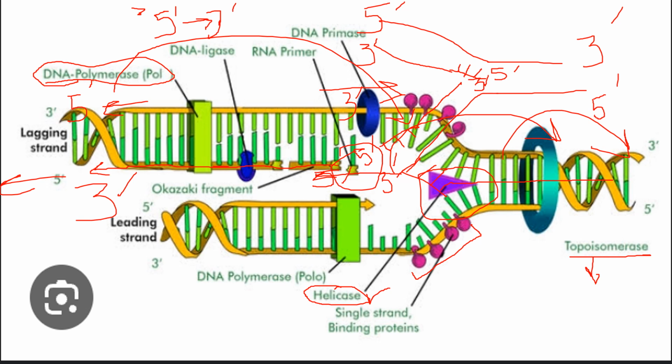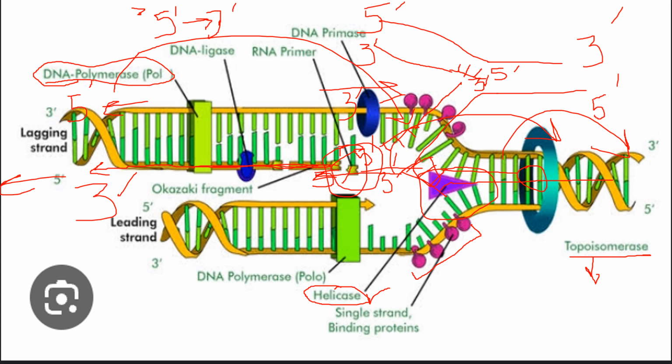Only small fragments are formed. Here a primer is added and then a small fragment is formed, then again a small fragment is formed and a primer, then again a small fragment is formed and there is a primer. So between the various primers, small fragments are added. These small fragments are called Okazaki fragments.